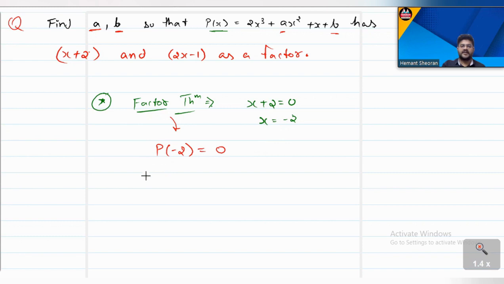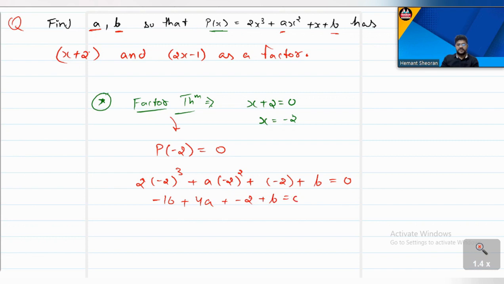So if we put it in, 2 times minus 2 whole cube plus a times minus 2 square plus x, so x is negative 2 already, and plus the b you have. So b is how much? We don't know about it. Okay, then if we simplify it, minus 2 cube is negative 8. Negative 8 times 2 is negative 16. Negative 2 square is positive 4, so positive 4a. Then plus minus 2 plus b is equal to 0.